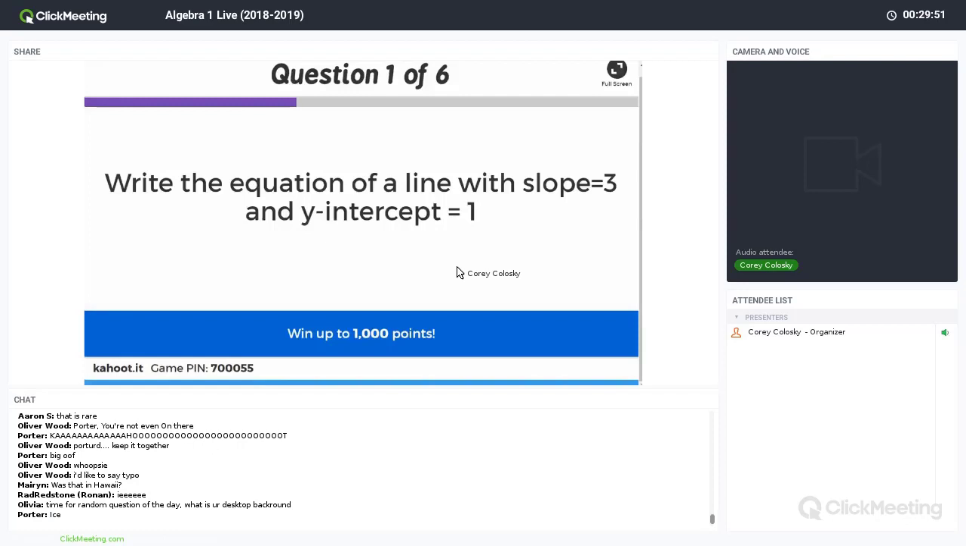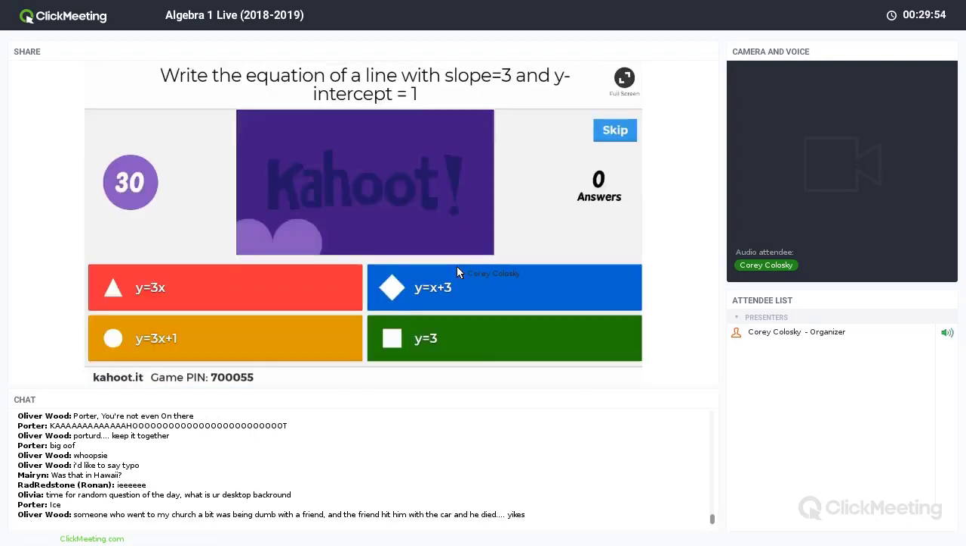All right, question number 1. What is the equation of a line with the slope 3 and y-intercept of 1?